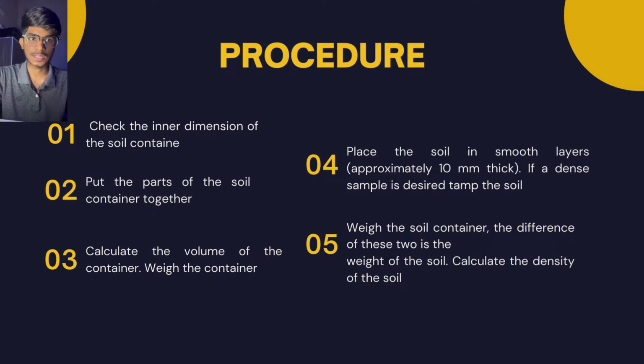Firstly, we should check the inner dimension of the soil container, and secondly, we should put the parts of the soil container together and calculate the volume of the container and also weigh the container. Place the soil in smooth layers approximately 10 millimeters thick. If a dense sample is desired, tamp the soil. Fifthly, weigh the soil container. The difference of these two is the weight of the soil. Calculate the density of the soil as well. Let's take a look at the next procedures in my upcoming slide.